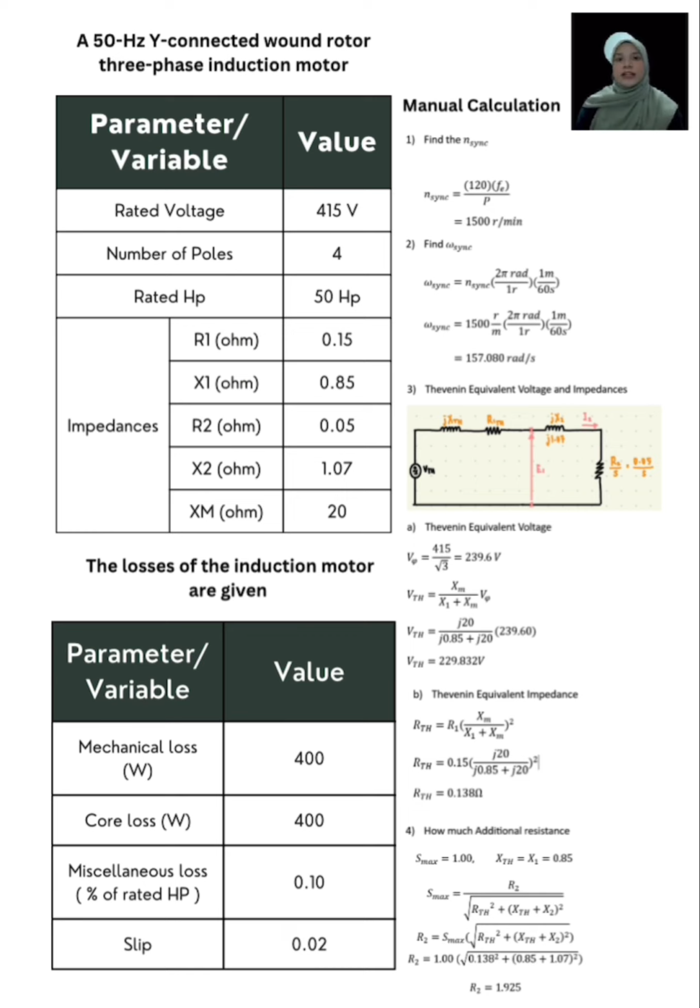Okay, the next thing we need to find is the additional resistance, and we have to use the formula for Xmax. As you can see, the value of Xmax is 1 and XTH is the value from the circuit, which is 0.85. Then we plug in the value into the equation, which is R2 equals Xmax times the square root of RTH to the power of 2 plus XTH plus X2 to the power of 2, and then we got the value of R2, which is 1.925.